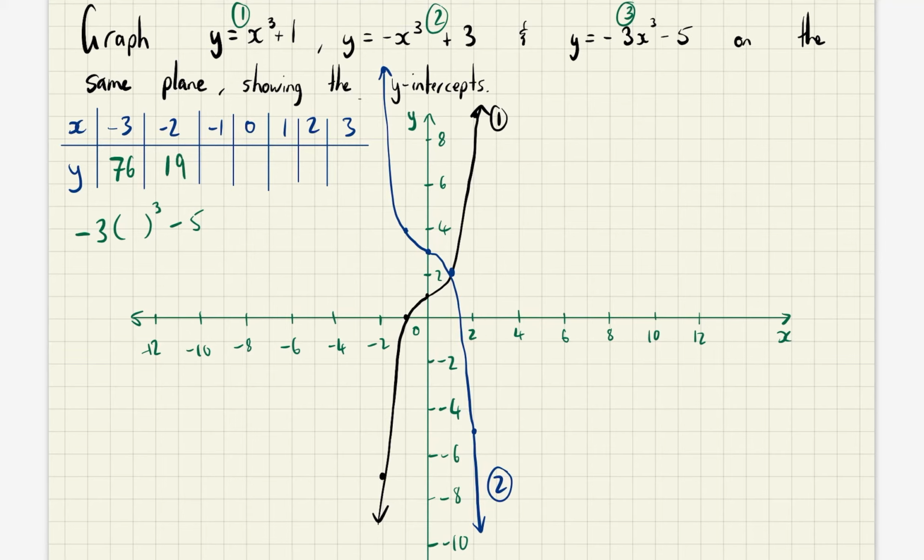That's not going to fit on the graph. Negative 2 is 19. That's not going to fit on the graph. Negative 1 is negative 2. That'll fit. 0 is negative 5.